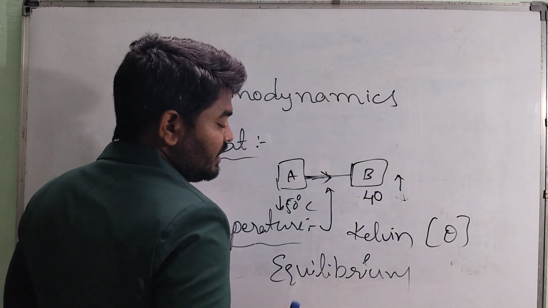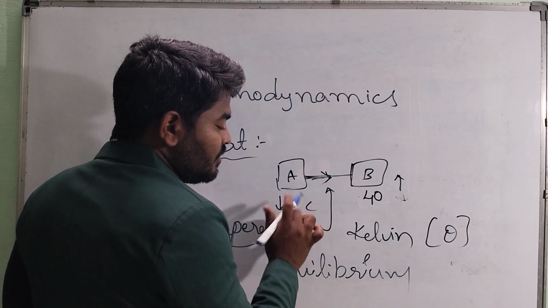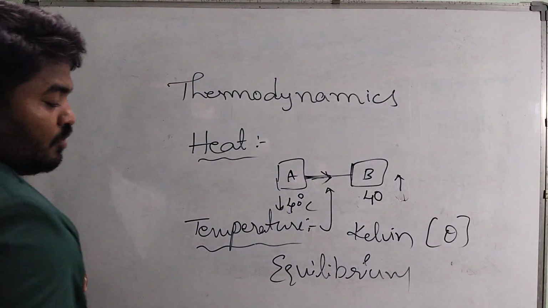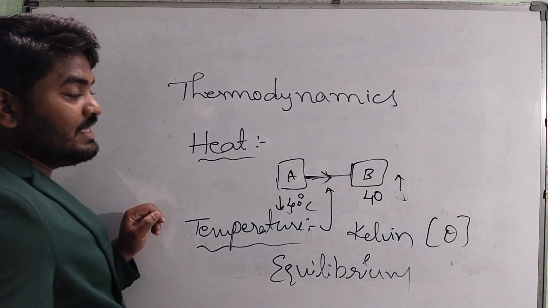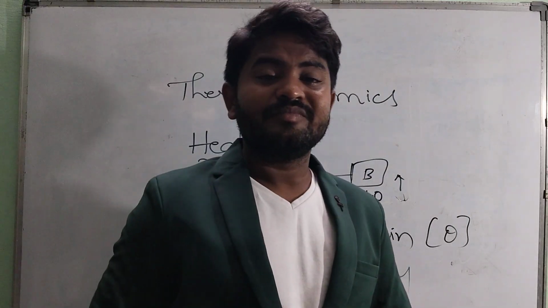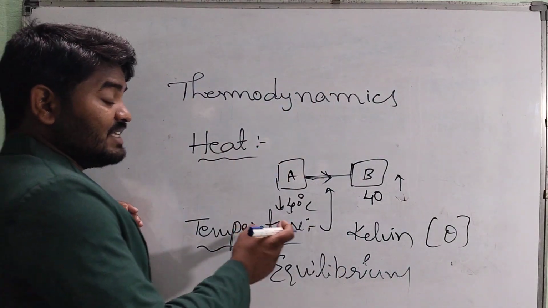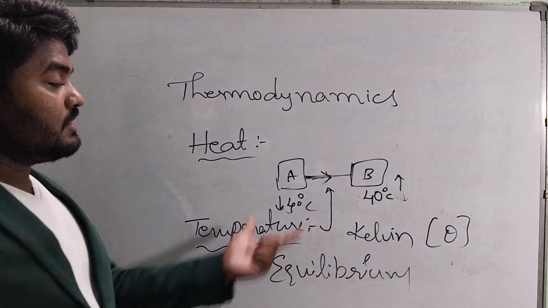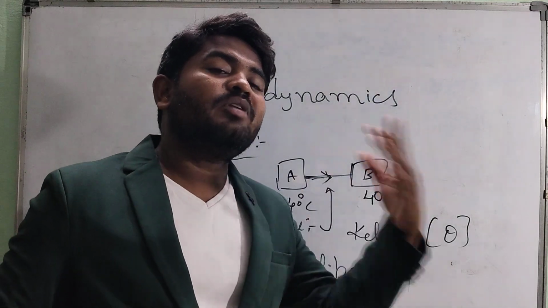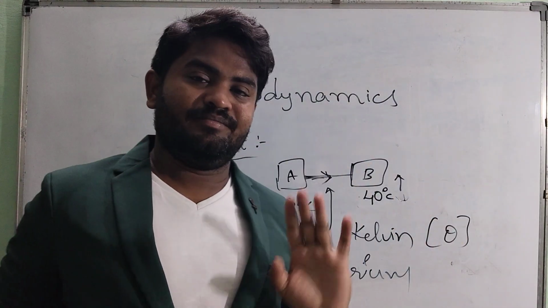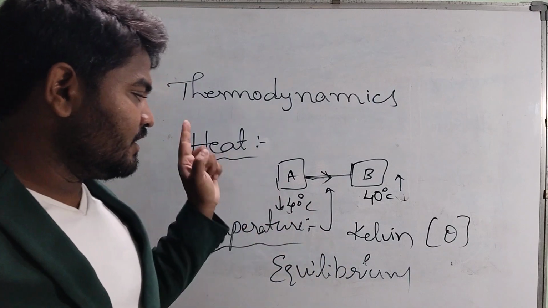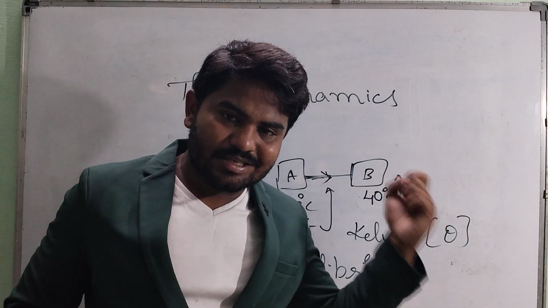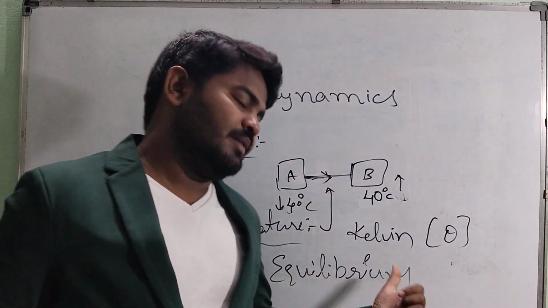One gets raised to 40 degrees, the other gets decreased to 40 degrees, right? So both of them will attain the same amount of heat energy, and they get the same temperature also, right? After attaining this situation, there will be no further transfer of heat energy. Clear? After attaining this situation, there is no further transfer of heat energy. This situation is called thermal equilibrium.